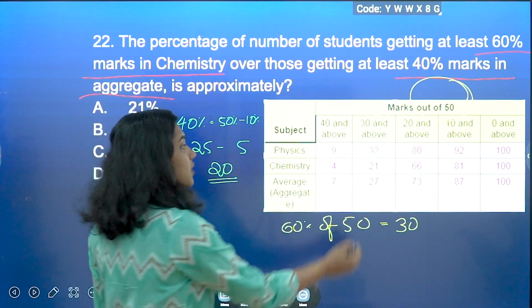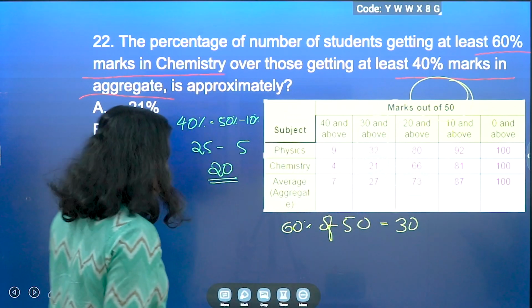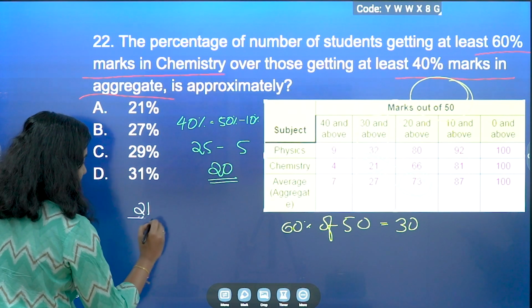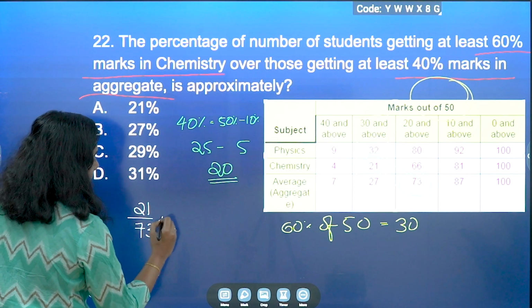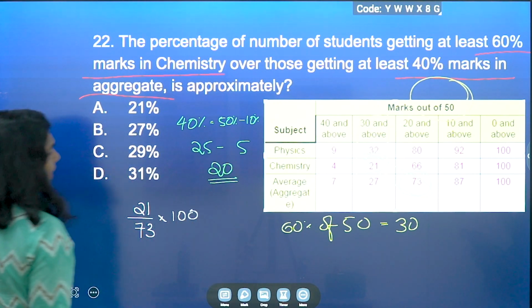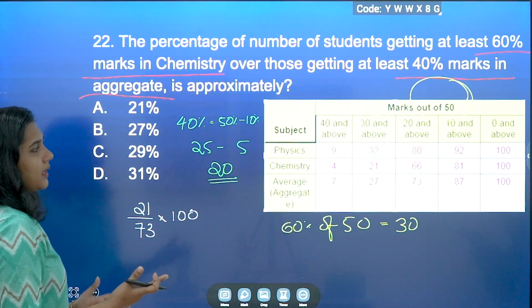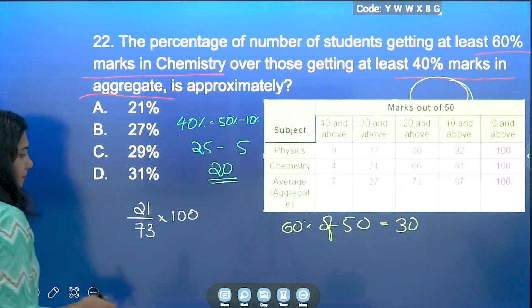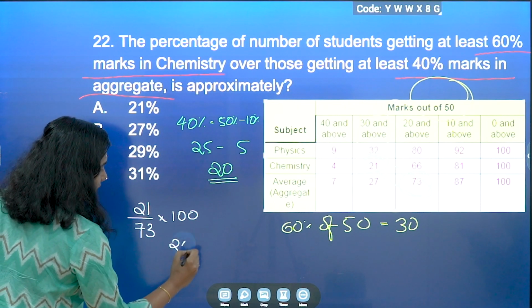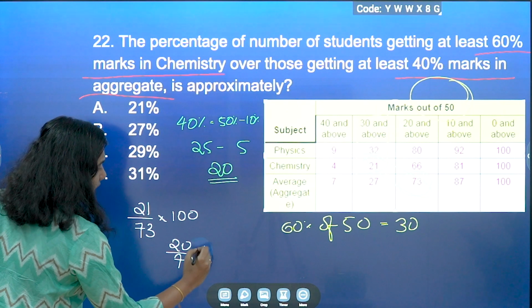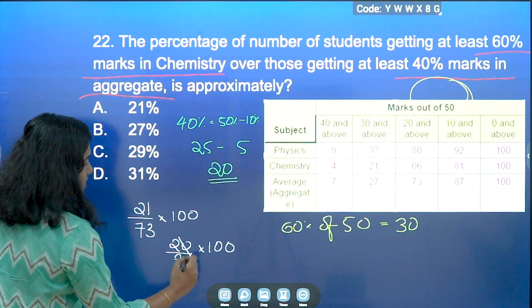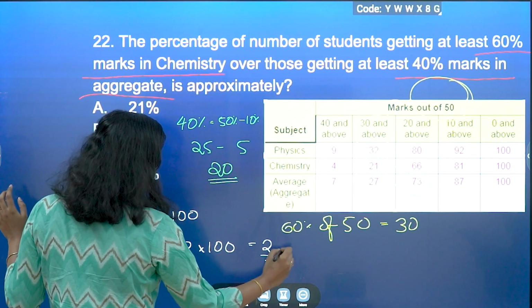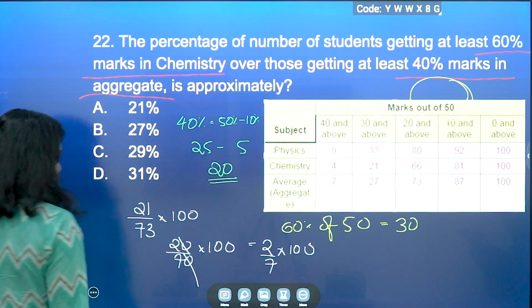Now you have to find out the percentage of 21 and 73, right? Now that will be 21 by 73 into 100. So you can approximate it. Whenever you are doing data interpretation, there is no need to find out the exact number. You can approximate it into 20 and 70. So you can cancel these zeros. This will be 2 by 7 into 100.